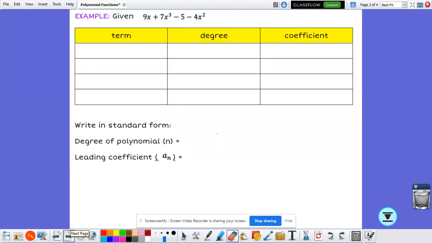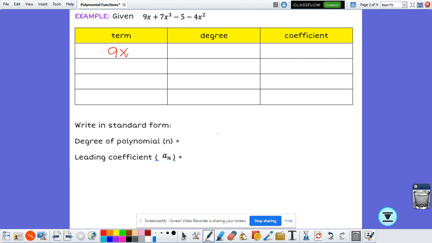Let's have an example. Supposing we are given 9x plus 7x cubed minus 5 minus 4x squared. As it is written, let us write down the terms. Now, the terms are separated by addition or subtraction. So the first term here is 9x. Go ahead and in your papers, write down 9x for the first term.